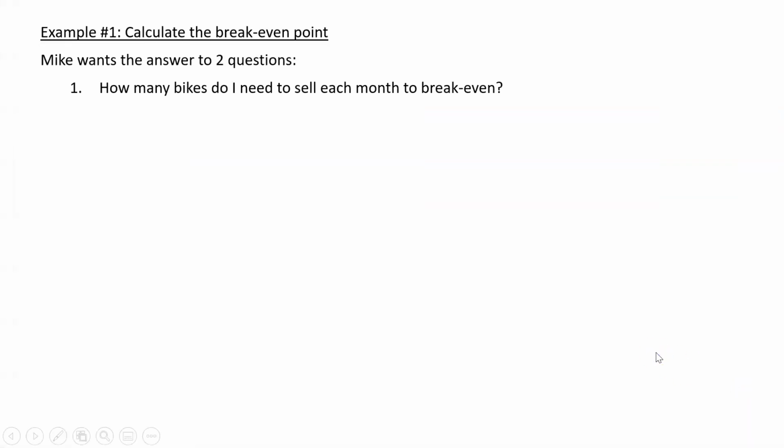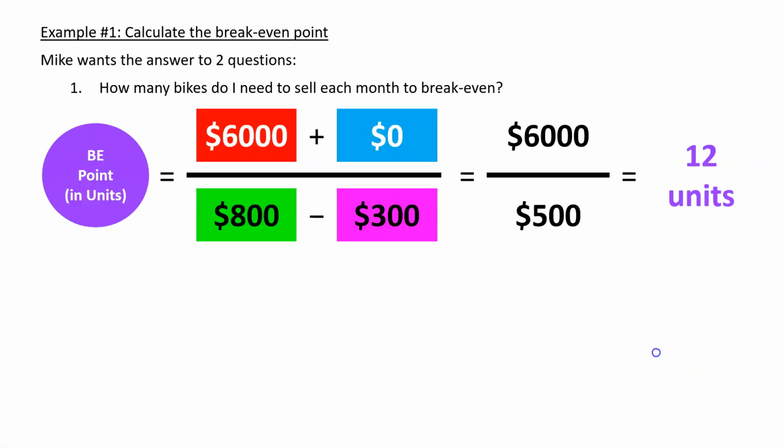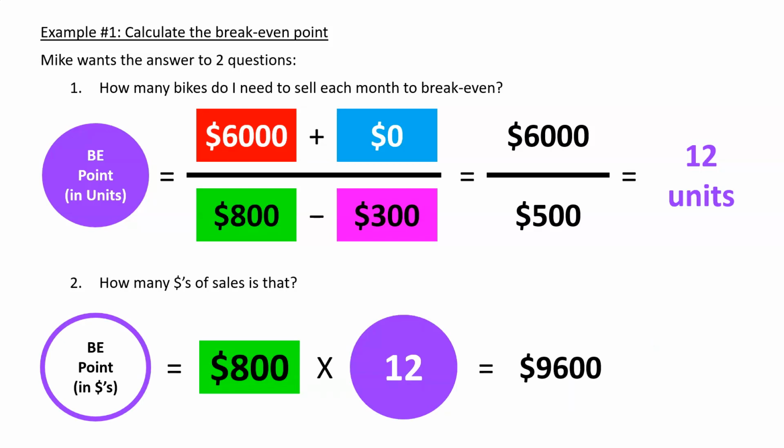So we can now answer Mike's two questions. The first one was, how many bikes does he need to sell each month to break even? We could say that's 12 units. And the second question was, well, how many dollars of sales is that? And we can say easily that is $9,600 of sales.